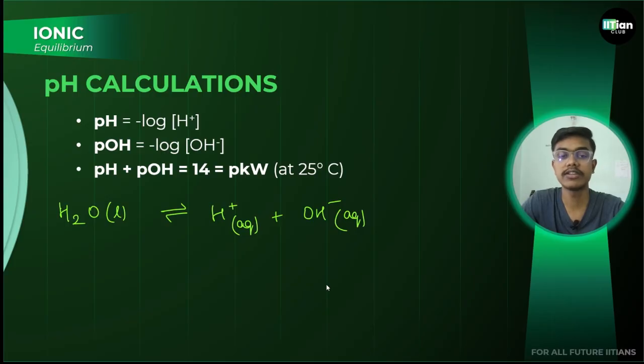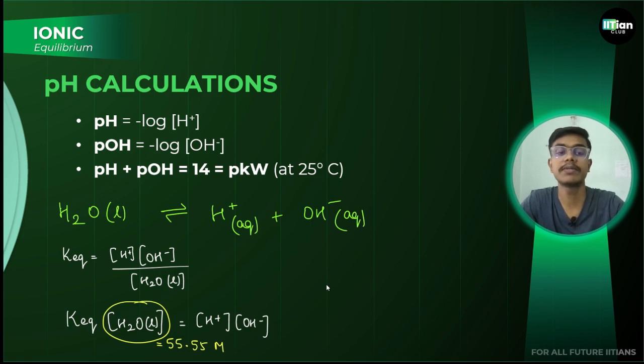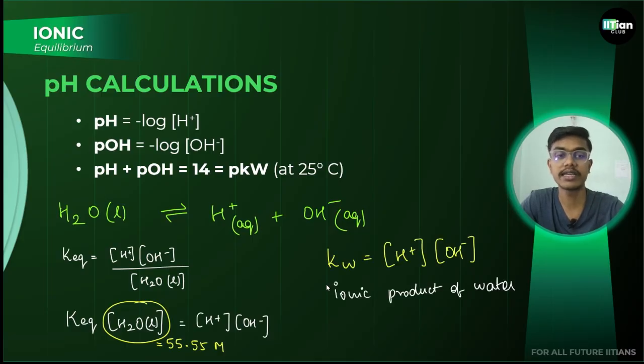H2O, when it is decomposing into H plus and OH minus, if you are writing the equilibrium constant K equilibrium, you will get an expression like that. And now when you are multiplying K equilibrium with concentration of H2O liquid, you get H plus concentration multiplied by OH minus concentration. And here the concentration of H2O liquid is 55.55. The term in the LHS, K equilibrium multiplied by 55.55, is termed as the ionic product of water, KW. KW is equal to K equilibrium multiplied by 55.55. This was once tested in JEE.